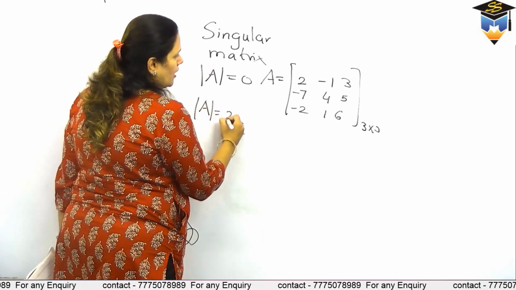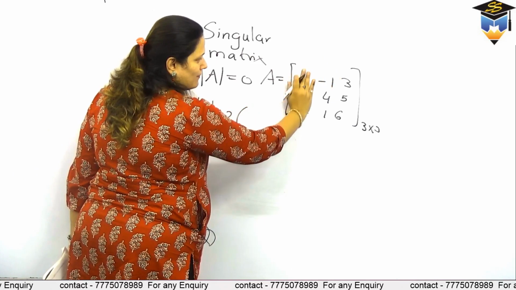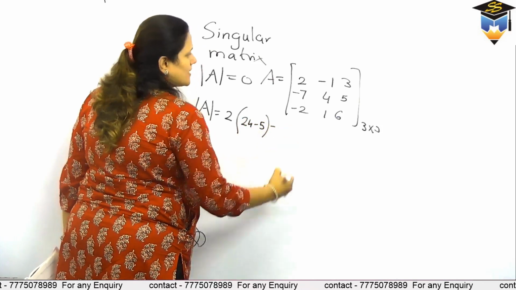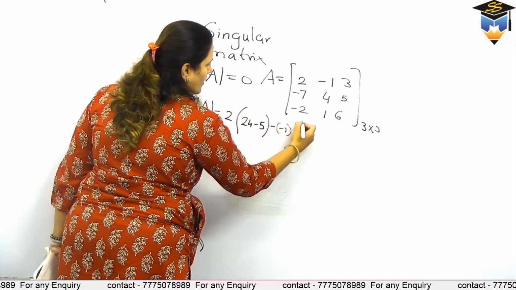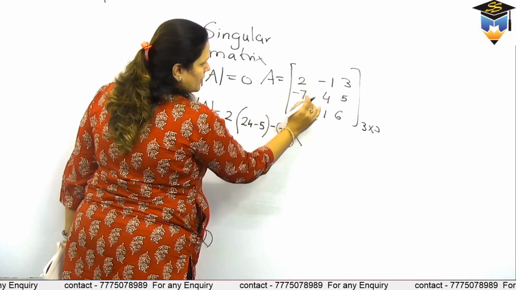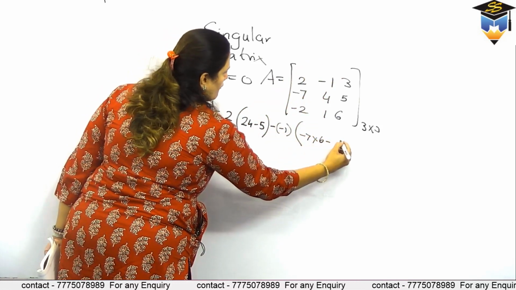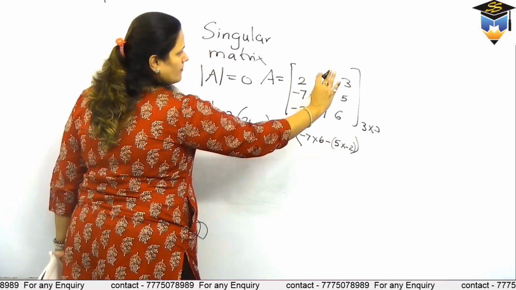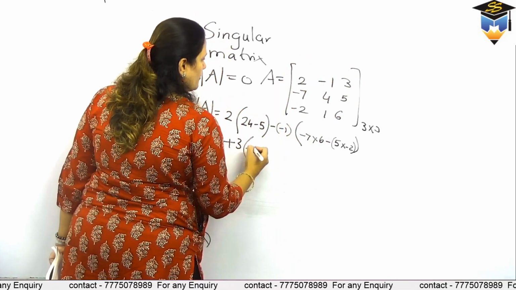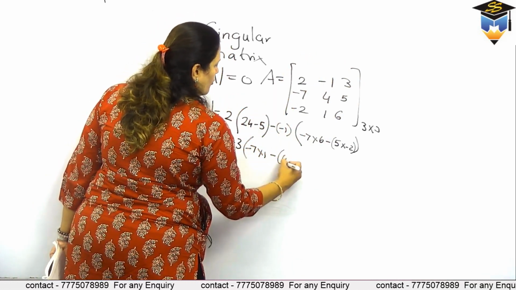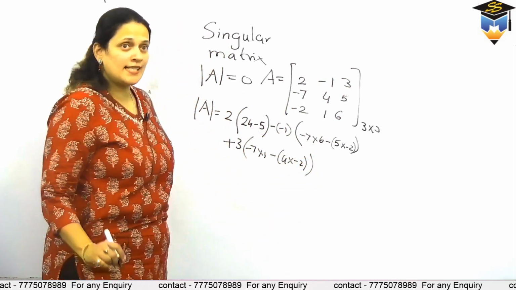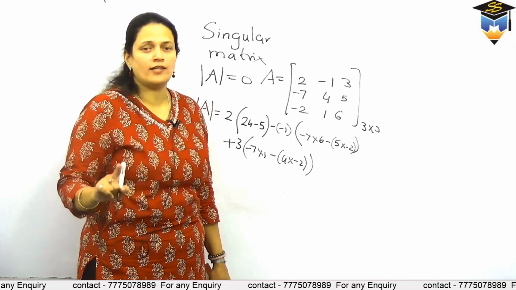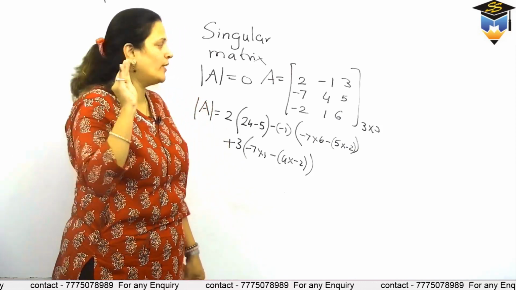Determinant value: 2 into bracket, as I told you, you have to skip that particular row and column. Take a minus sign for the middle element, again minus 1 into bracket. Skip, so minus 7 into 6, minus of 5 into minus 2. And the third element 3, skip this column and row, so it is going to be minus 7 into 1, minus of 4 into minus 2. Now you have to be very, very careful with all the signs. Do not be in a hurry to find out the value. Do it correctly in your mind.